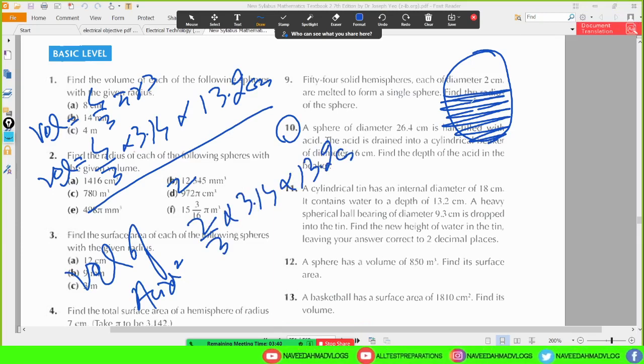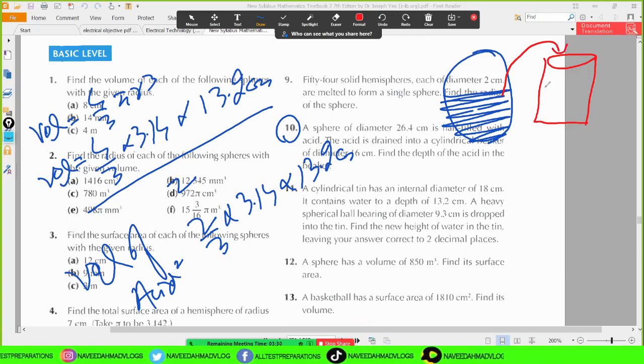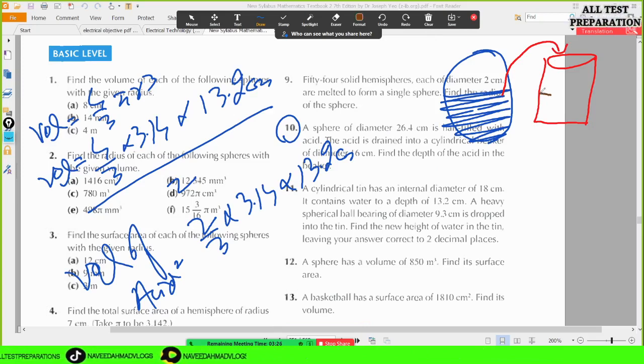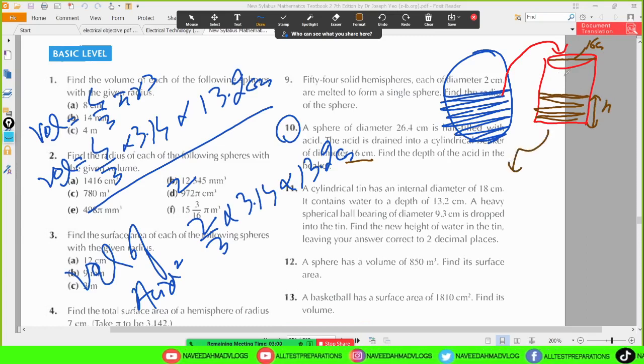Now you will need to drain this acid into a cylinder. You need to drain this acid into this cylinder. Okay, and it will cover some volume in the cylinder, and the diameter of the cylinder is given to you, that is 16 centimeter. So it will cover some volume with height h. So the question is, you will need to find this h. So over here you will need to utilize the formula for finding the volume of the cylinder.